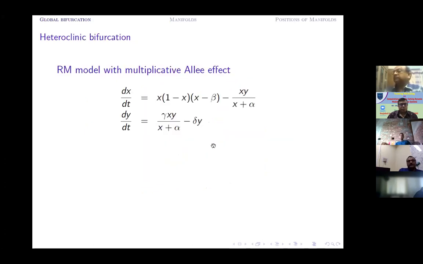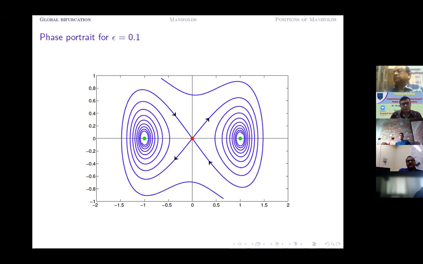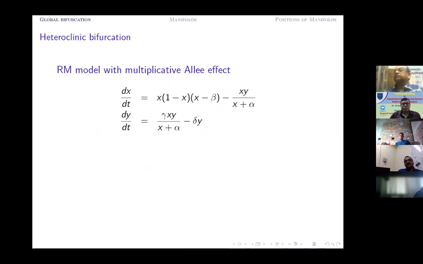Okay, so now we can discuss the existence of some heteroclinic orbit. In this case, I'm going to consider the example which I have discussed yesterday already. So this is the Rosenzweig-MacArthur model with multiplicative Allee effect. Here, for having a heteroclinic orbit, we are considering the Allee effect to be strong in nature.